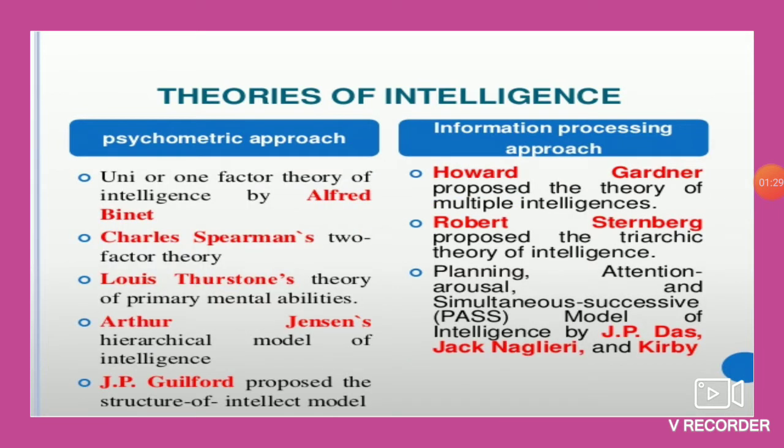Now, the theories which we are going to study are the theories mentioned in the psychometric approach and the information processing approach: the unifactor theory, the two factor theory, theory of primary mental abilities, theory of hierarchical model of intelligence, J.P. Guilford's model, and Howard Gardner's theory, Sternberg's theory, J.P. Das theory. All these are theories of intelligence. So these are so many theories.